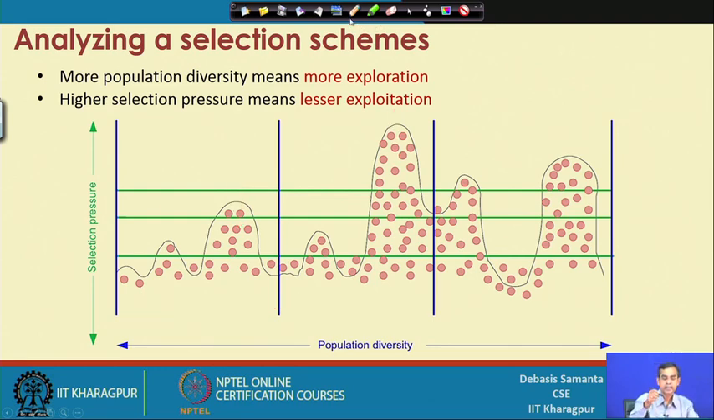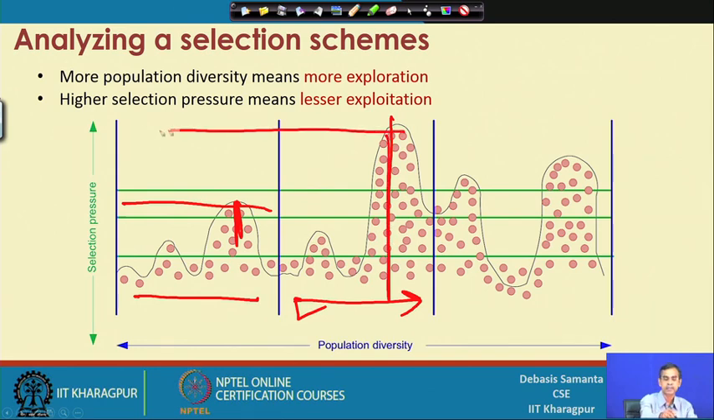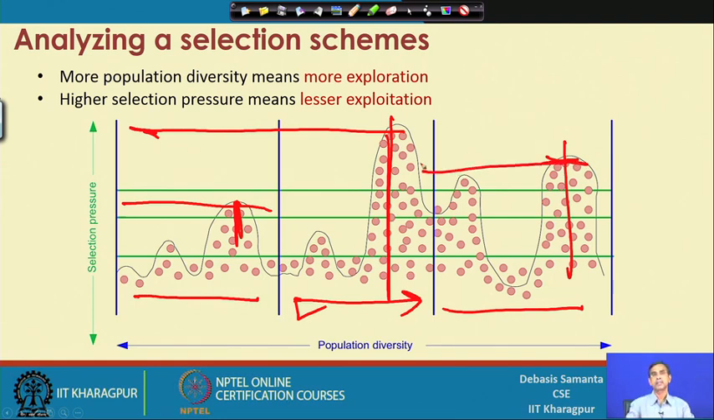Now, next is selection pressure. Selection pressure is basically the highest fitness value that is there in the current population. For example, if we consider this one population, then the selection pressure is this one, because the highest fitness value is this one. On the other hand, if we consider this population, then this is the selection pressure. So, here three different populations that we have considered have three different selection pressures.